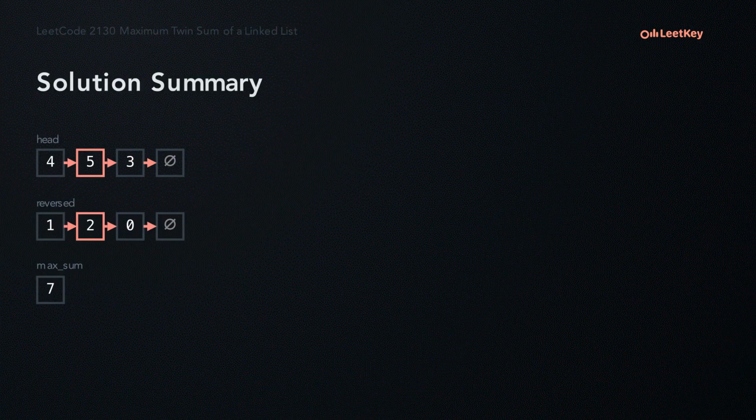We saw how to find the middle node of a linked list in problem 2095 and how to reverse a linked list in problem 206. Links to these solutions are in the show notes. This solution alters the list in place and doesn't duplicate any data. Let's see how to implement this solution.